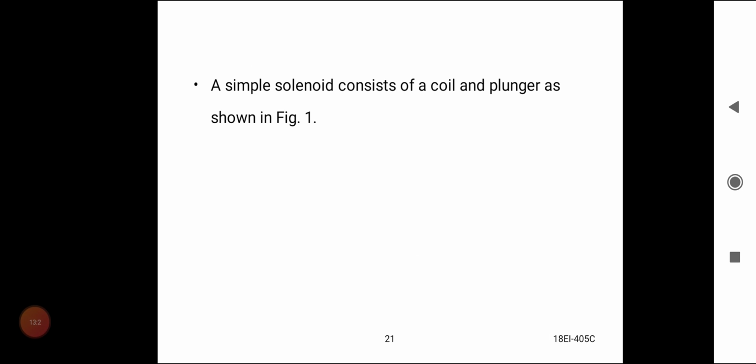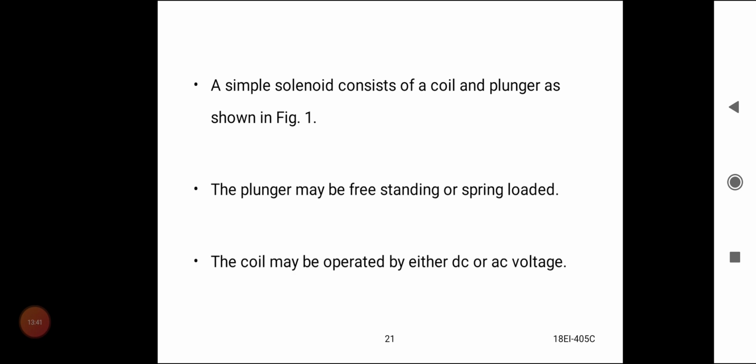A simple solenoid consists of a coil and plunger as shown in the figure. The plunger may be freestanding or spring loaded. The coil may be operated by either DC or AC voltage.